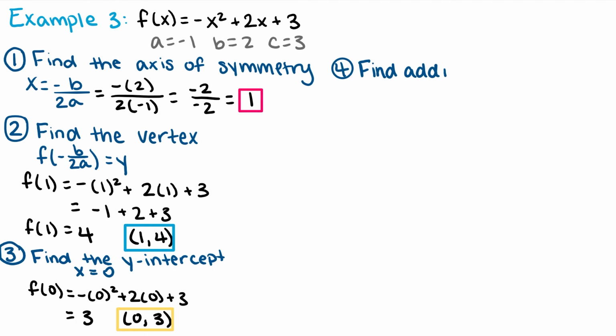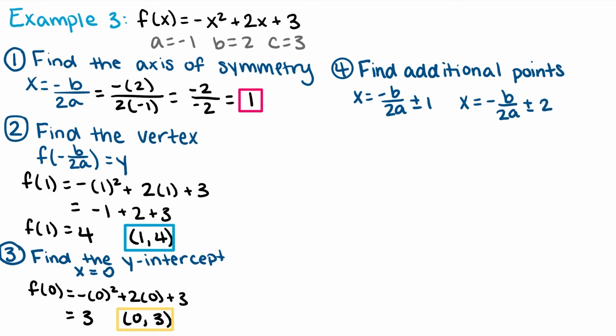And the last step before we graph is finding additional points, keeping in mind that our graph is symmetric, so we only need to find f of 0 and f of negative 1, because then that'll also tell us f of 2 and f of 3.